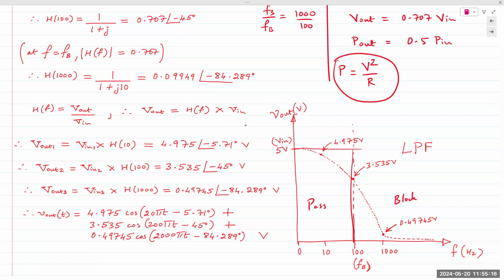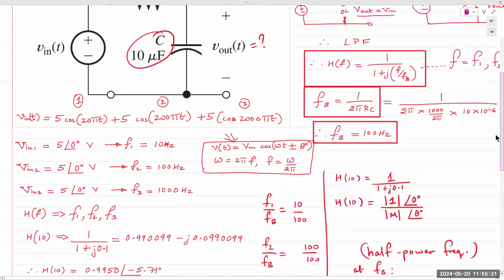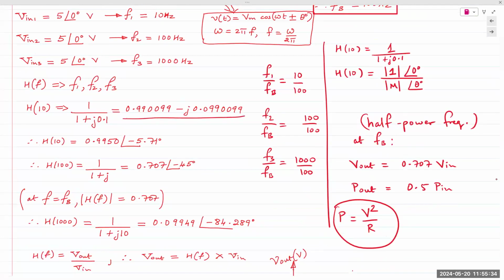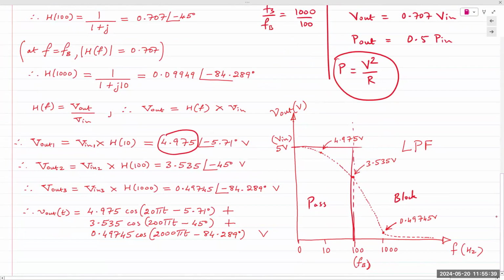Real life filter, even at 10 hertz, you do not obtain the full 5 volts. It's 4.975. This is the reason why I took so many significant digits or decimal places, so I'll be able to have an even more accurate answer, right? Instead of 5 volts, it's 4.975. Obviously, we can round it up to 5, but you see my point. There's always some attenuation, some effect of the circuit on the input signal.